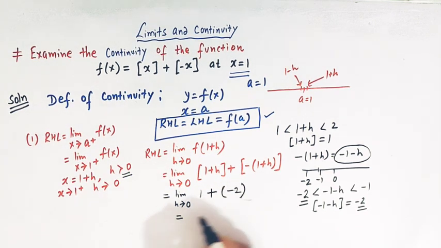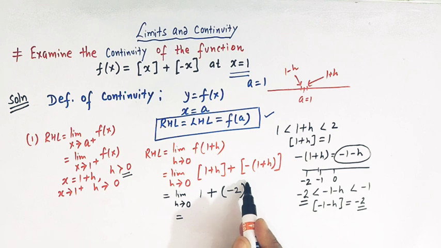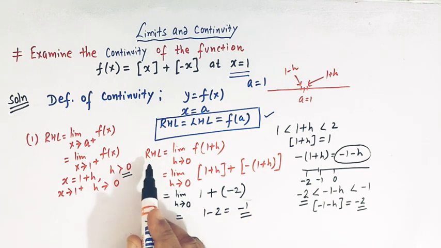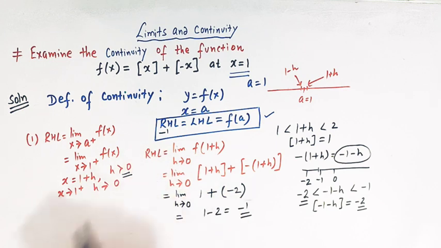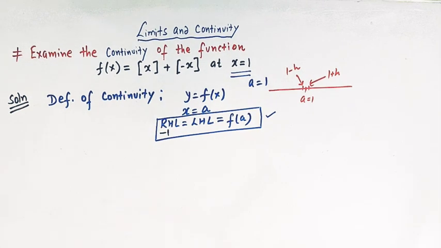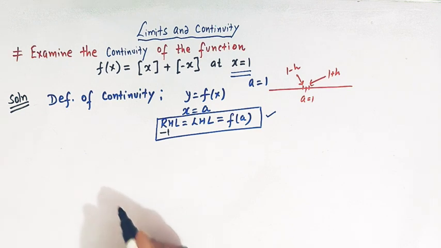So now we can omit this notation for limits, because this quantity is independent of h. So we have 1 minus 2, that is minus 1, right? So the right hand limit is equal to minus 1. Now let us find out the left hand limit.